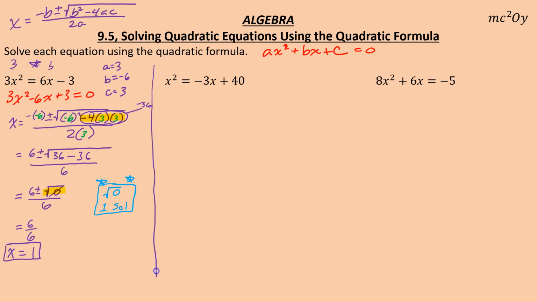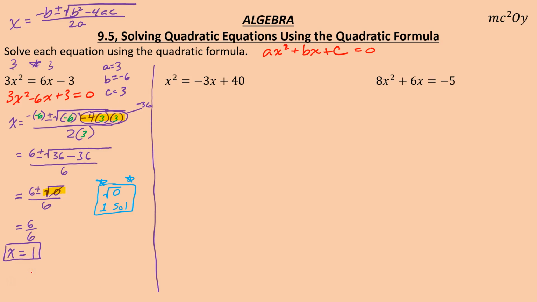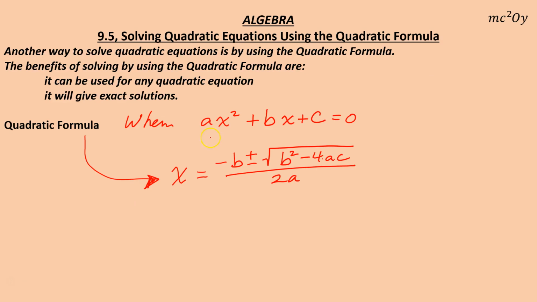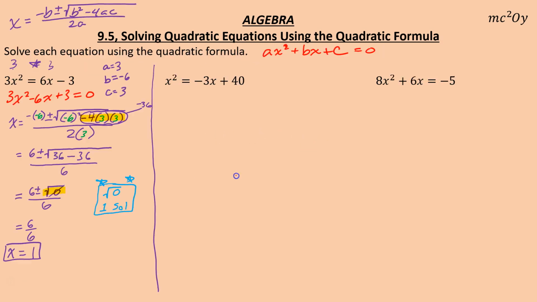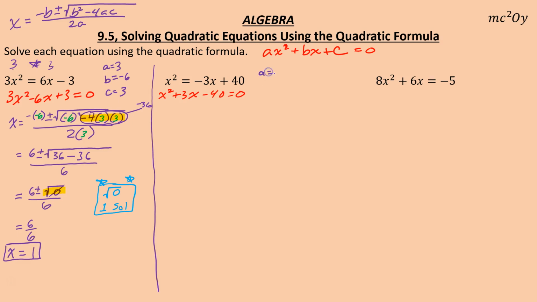All right. Well, we're going to go ahead and do another one here. Write it in ax squared plus bx plus c form. All right, we need to write it in this format right here. I guess I had that at the top of the other page here. Okay, so I'm going to keep my x squared there. I'm going to add 3x over, and I'm going to subtract 40 over. I'm going to identify a, b, and c again. In this case, a is equal to 1, b is equal to 3, and c is equal to negative 40.